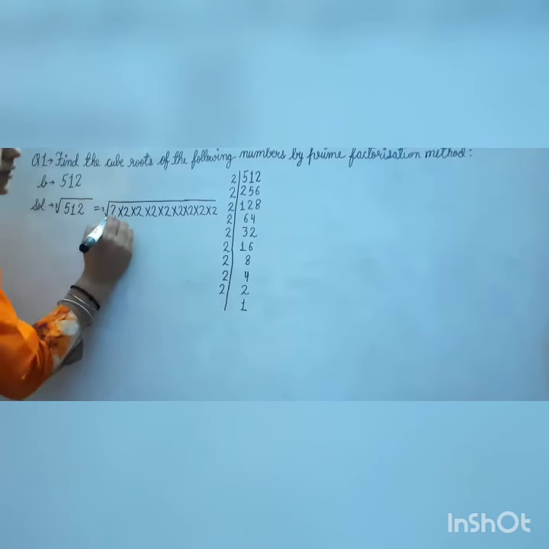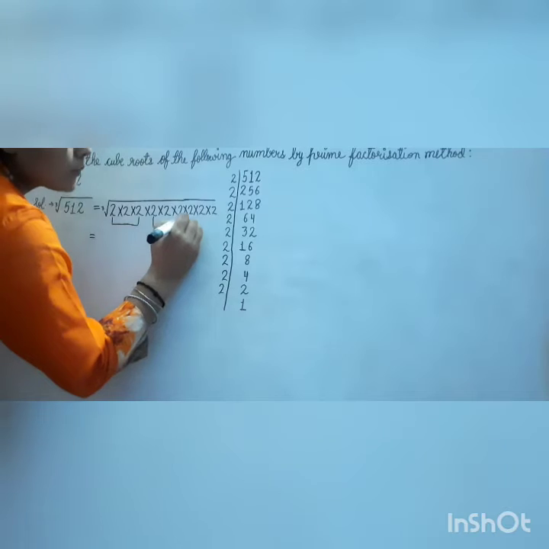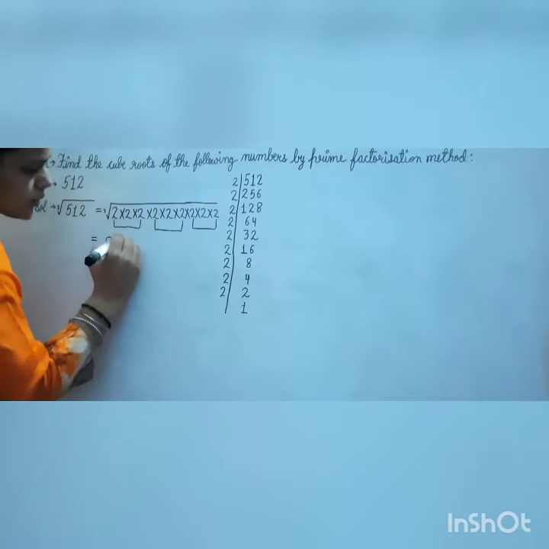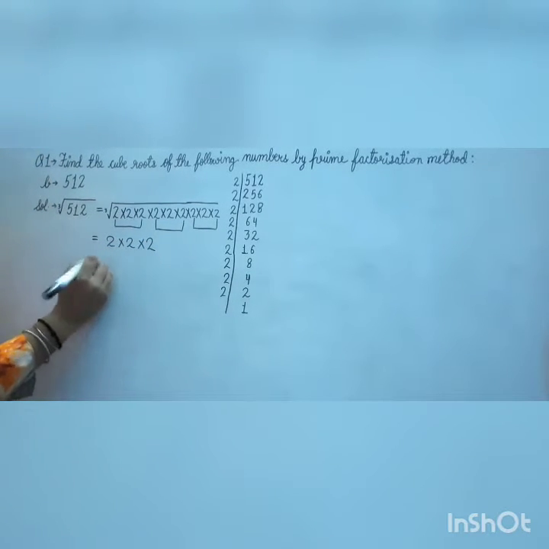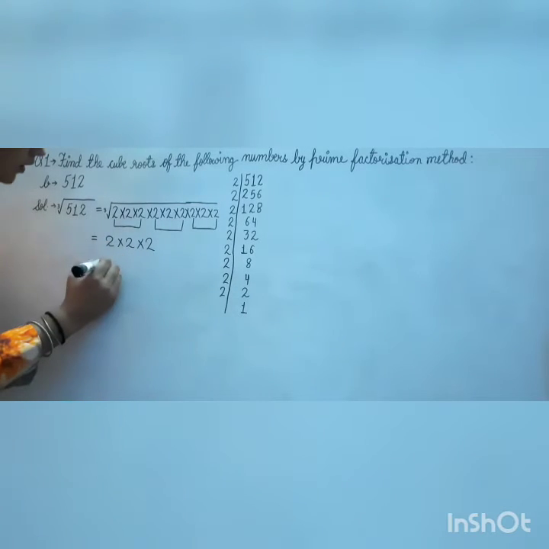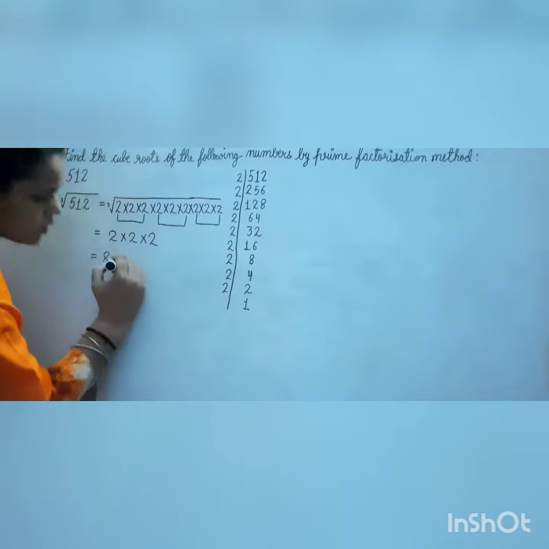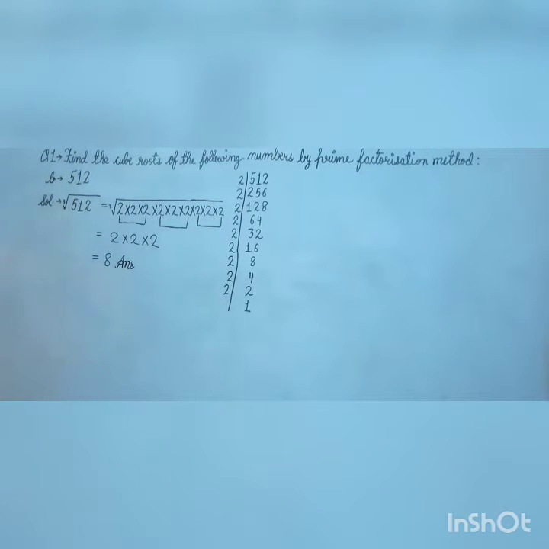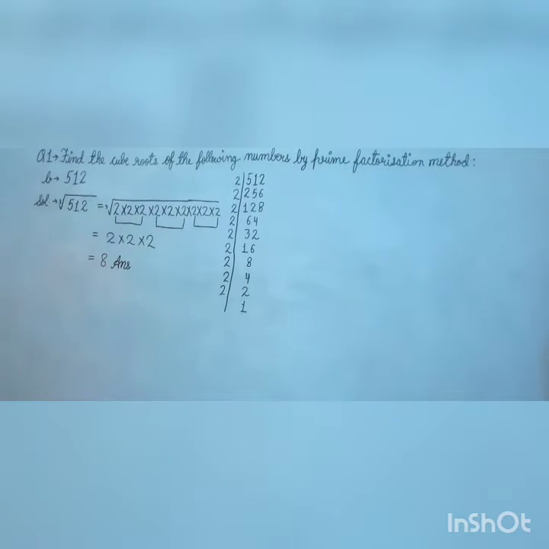You can see that these two are forming the triplet, these two are forming the triplet, and these two are forming the triplet. It means that 2 multiplied 2 multiplied 2, 2 to the 4, 4 to the 8. The cube root of 512 is 8. Okay class? This is your answer. Okay? You have to show the prime factorization method also. Okay? Now you have to do third part by yourself.